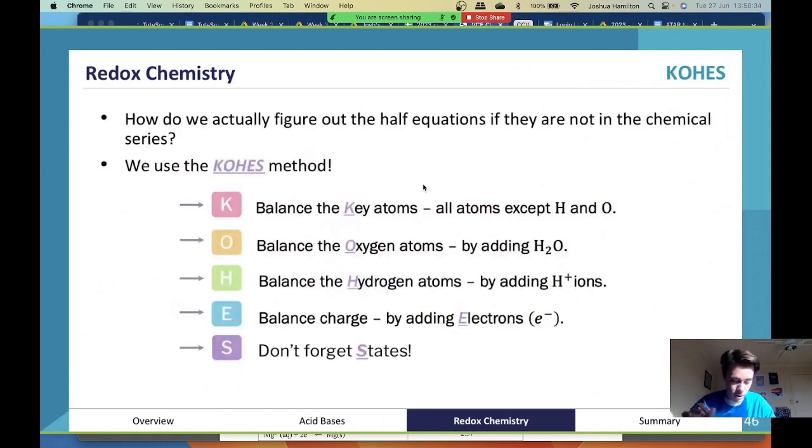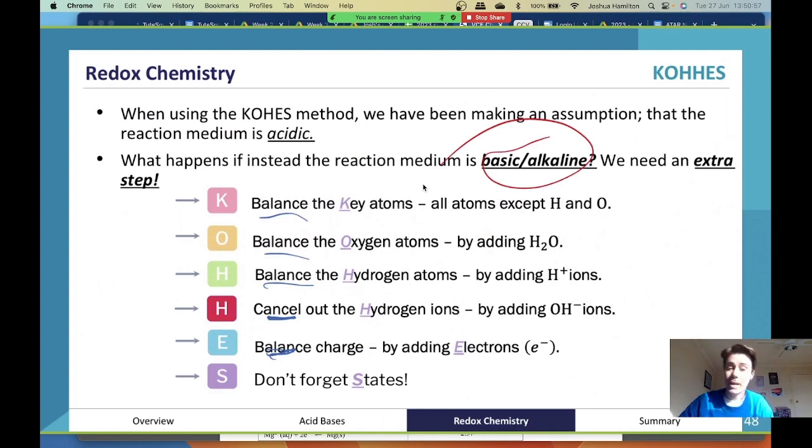So, acidic: you assume acidity unless told otherwise. If your question doesn't mention an acidic environment or a basic environment, you do the acidic version without the extra H step. Acidic is your fallback. It's your standard. You're always going to do acidic unless you are told it is basic or alkaline. If it is basic or alkaline, you add in the extra step.